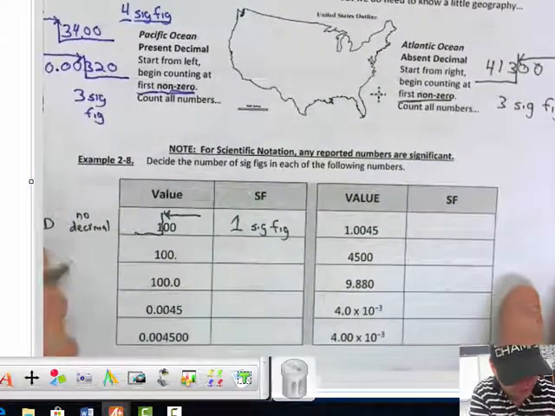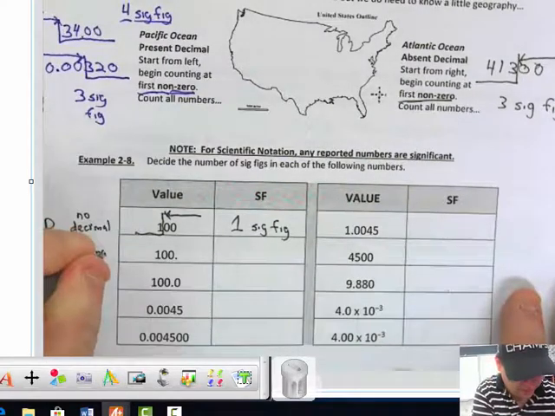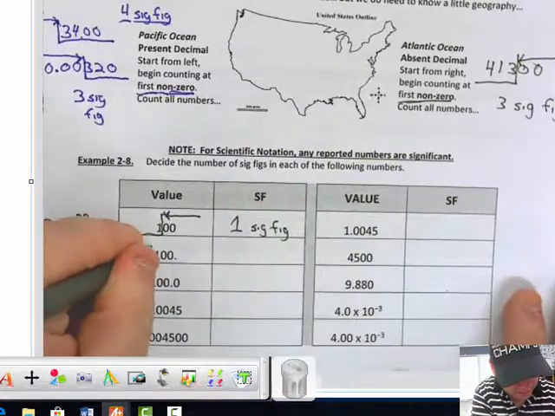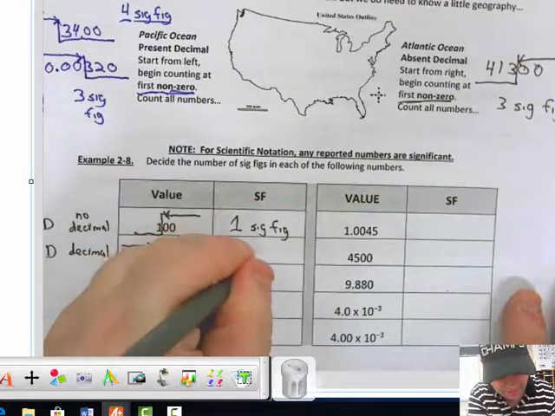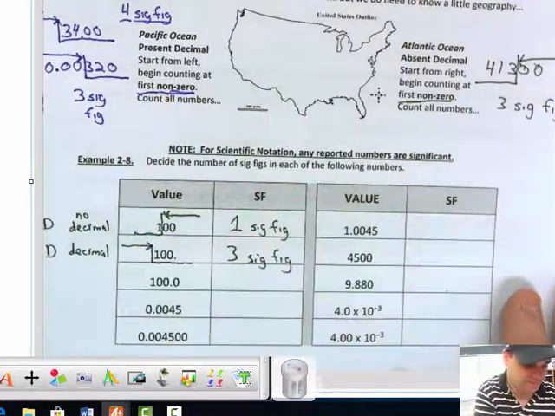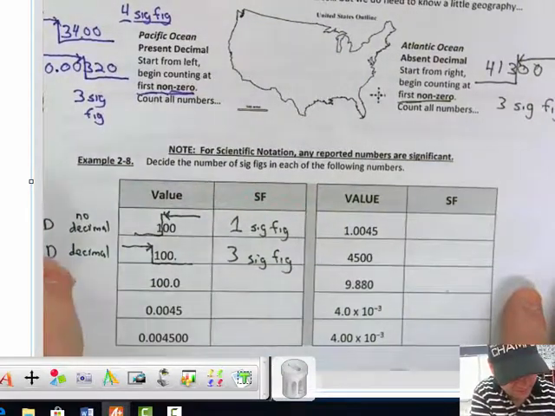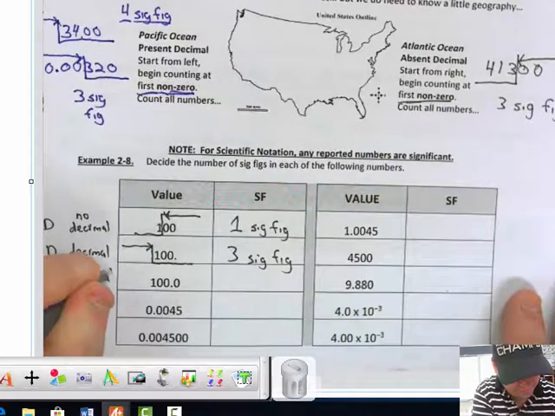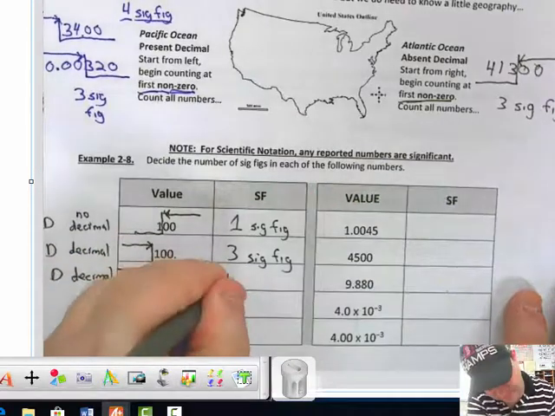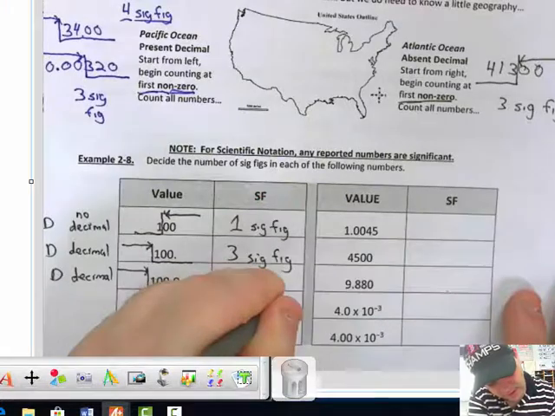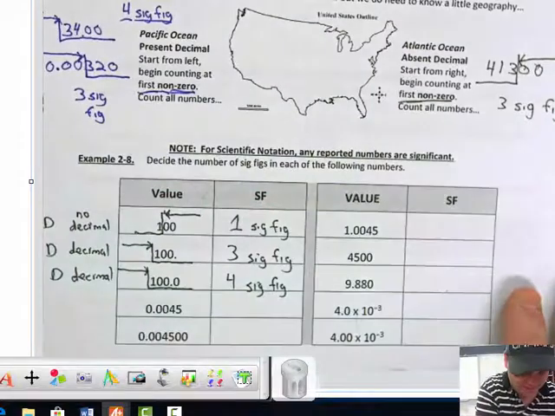This one is also rule D, but this one has a decimal. Trailing zeros count with a decimal, so we're going to go this way. So this one has 3 significant figures. This is also rule D with a decimal. So we are going to go this way. We stop at the 1 and then we underline. This would have 4 significant figures. So this measurement would be more precise than this measurement based on the number of significant figures.